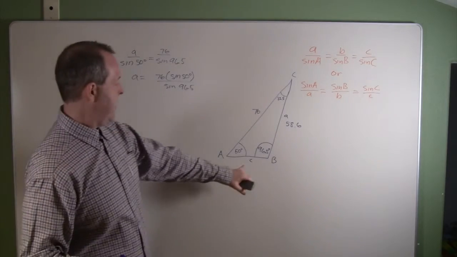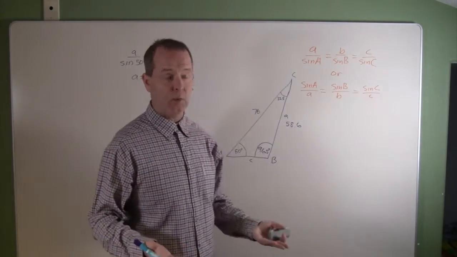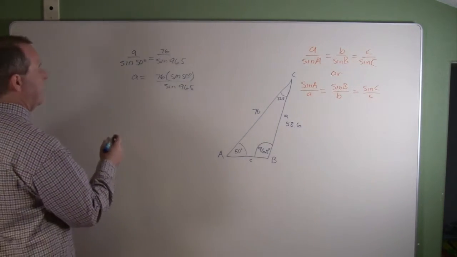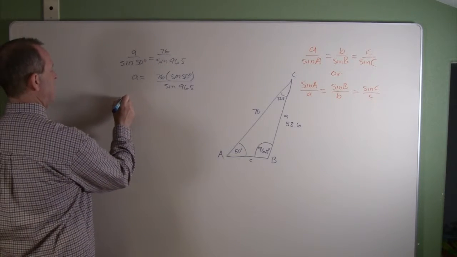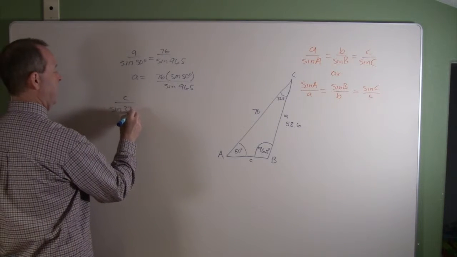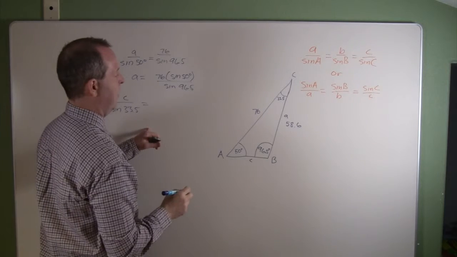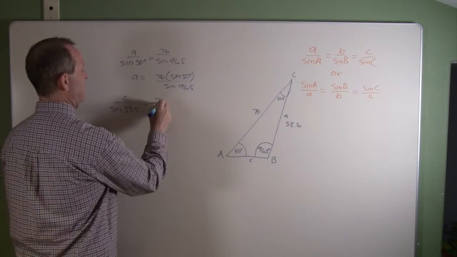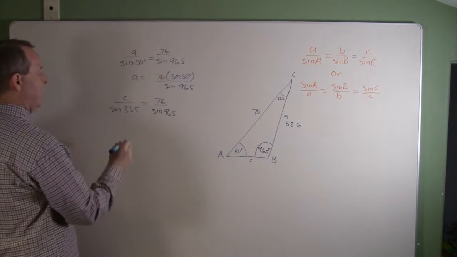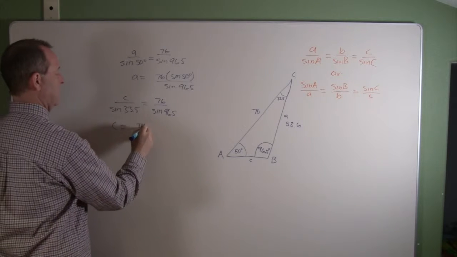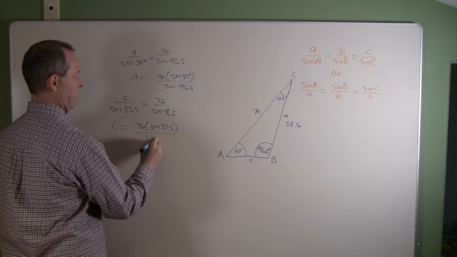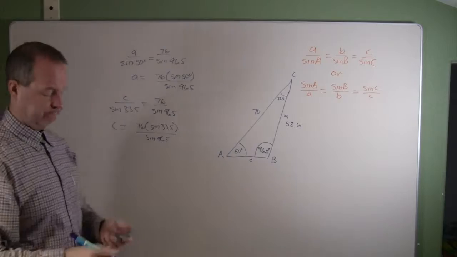All right, now I need to find the length of side C. I can choose any ratio that I want. Since I know both A and B now, I can use either one. So let's take side C over its sine, which is 33.5, sine of 33.5, equals a ratio that we already know. I'm going to use the same one since it's already up there. Solve that for C. C equals 76 times the sine of 33.5 divided by the sine of 96.5.